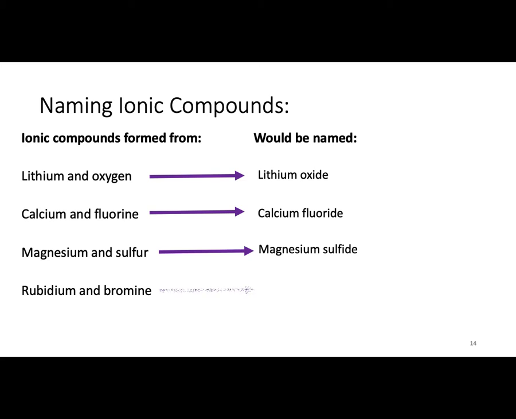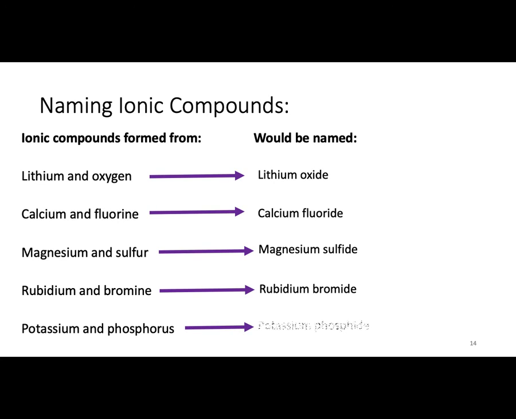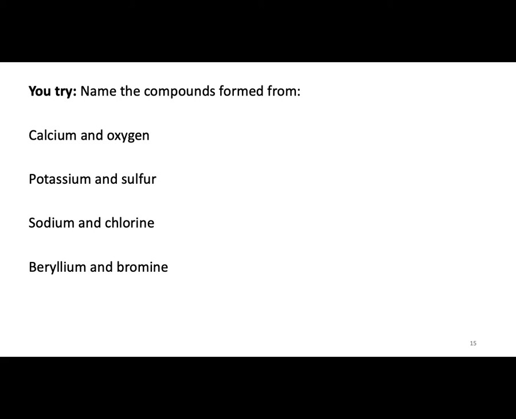Rubidium and bromine become rubidium bromide. Potassium and phosphorus become potassium phosphide. Okay, I'm going to get you to pause the video again and give these a try. So pause here, press play when you're done.